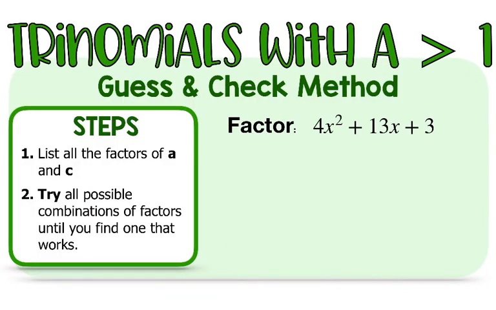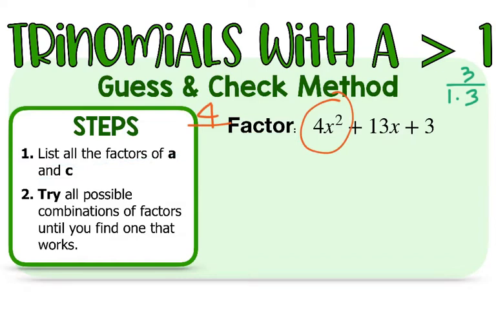Okay, so here are your steps. We're still going to do the same thing. You're still going to start by listing factors of C, that last number. This is easy because for 3, there's only one option. You can only get it by 1 times 3. But now, since A is not a 1, you also need to list factors of A. And that's what step 1 over here says: list factors of A and C.